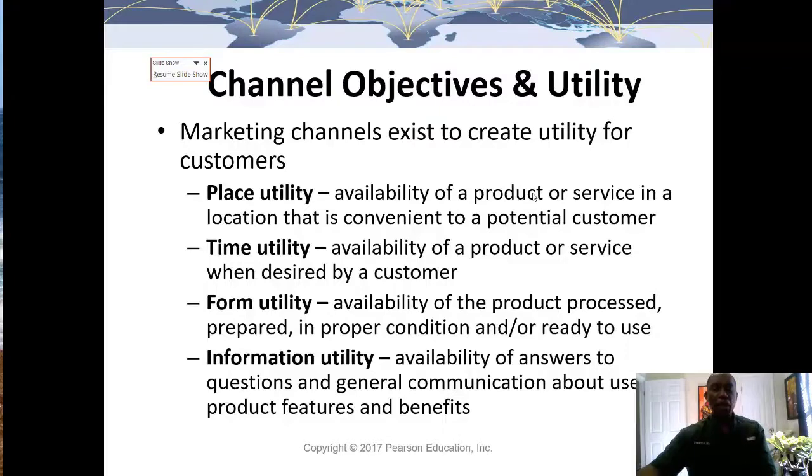Then we have information utility, availability of answers to questions, and general communication about useful product features and benefits. So where do we go to get our information these days? Many of us go to the internet, yes, but we may look at product reviews. We may look at what do customers say about this product. What do they say about the drawbacks? What do they say about the benefits? What do they say about the use of the product, the ease of use? And these are things we value because, of course, we want to lower the perceived risk by making sure we're making a good decision. And the only way you can make a confident decision is if you have the information prior to the purchase that you're making. So these are all forms of utility that we value.